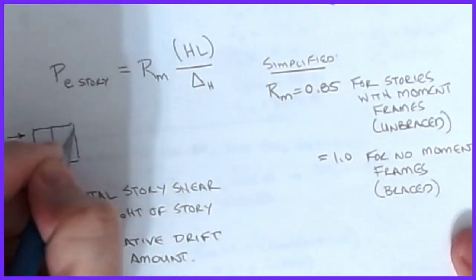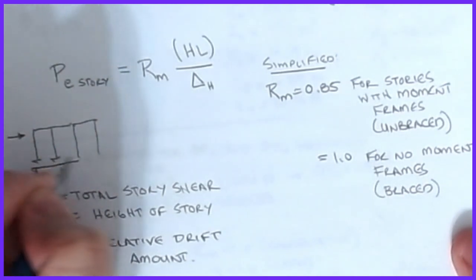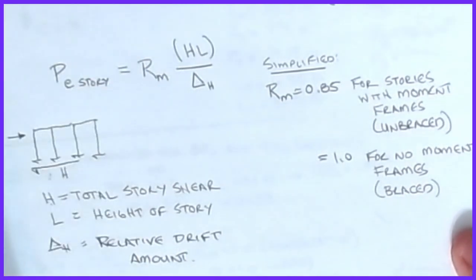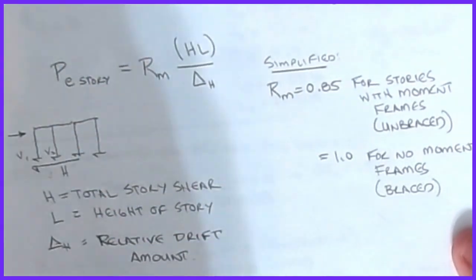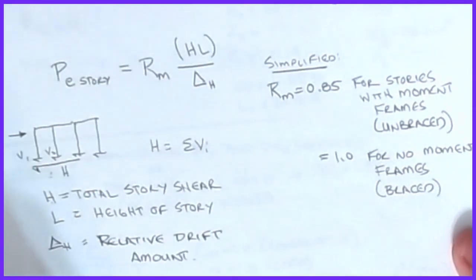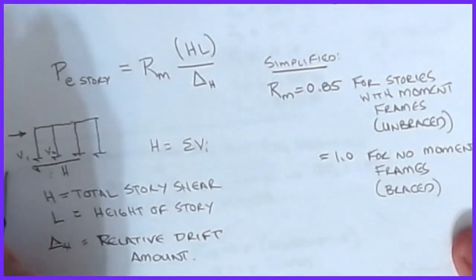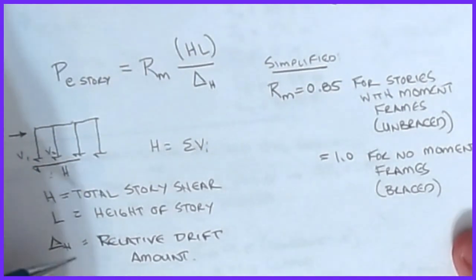So if I have 3 columns or 4 or whatever, it's the sum of all of these little Vi guys that are happening at the base of the columns. So that would be V1, this is V2, and so forth and so on. And then H is just the sum of all of the Vi. L is the height of the story. That's this parameter. So how high is it? How tall is the column? And it makes sense that L should be in there because it's definitely a factor in column capacity.